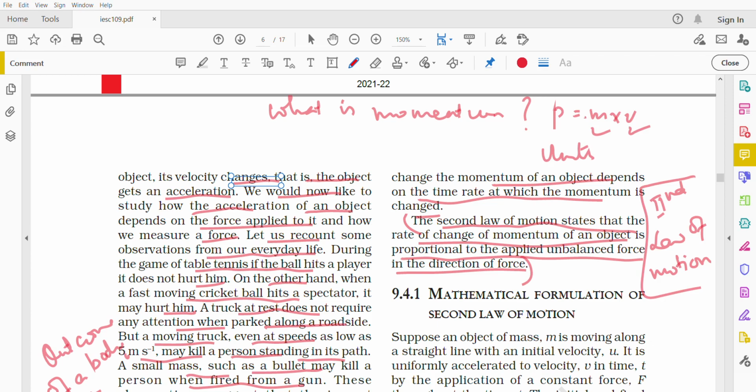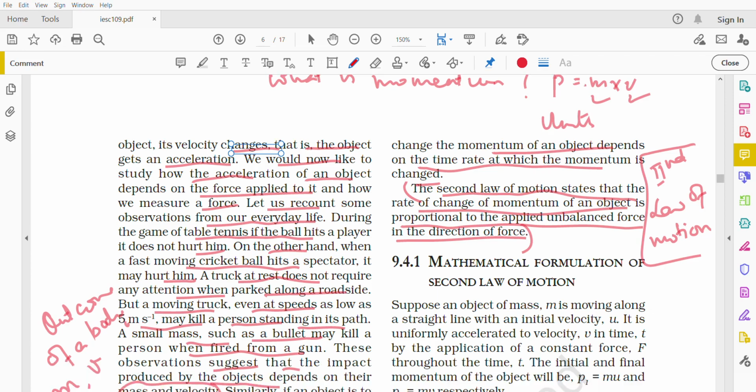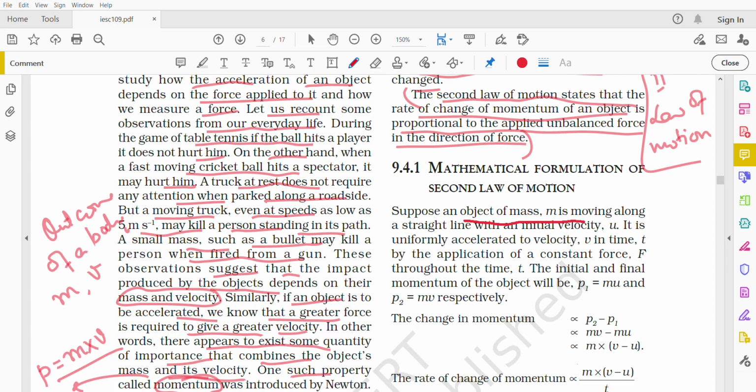Then coming on to the mathematical formulation of the second law of motion. Suppose an object of mass m is moving along a straight line. Generally the tendency of a body is always to move in a straight line. So it is uniformly accelerated to velocity v in time t by the application of a constant force F throughout the time t. The initial and the final momentum of the object will be p1, which is equal to m u, where u is the initial velocity, and p2, the final momentum, which will be the product of mass and the final velocity.